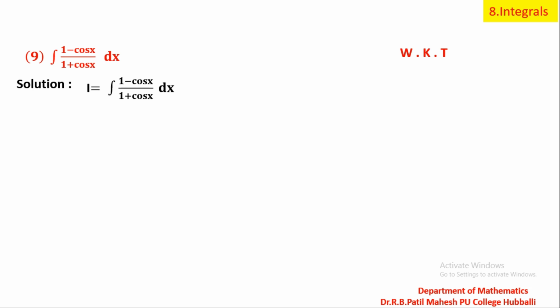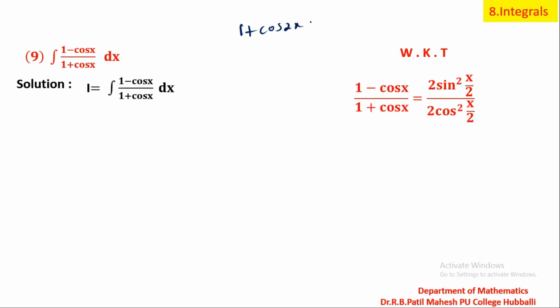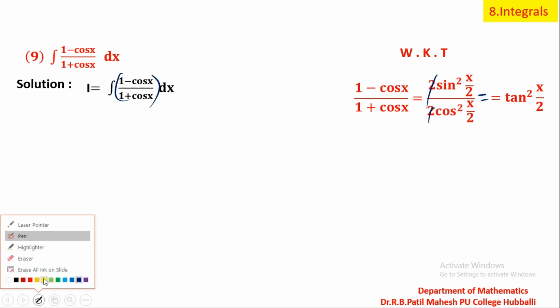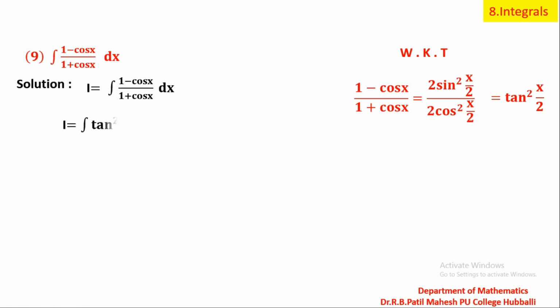We know that, just now in the previous example, 1 minus cos 2x we have replaced with 2 sin square x, and 1 plus cos 2x we have replaced with 2 cos square x. 2x is the angle, its half is on the right hand side. Then what is 1 minus cos x upon 1 plus cos x directly? Tan square x by 2. So this I will be now the integration of tan square x by 2.